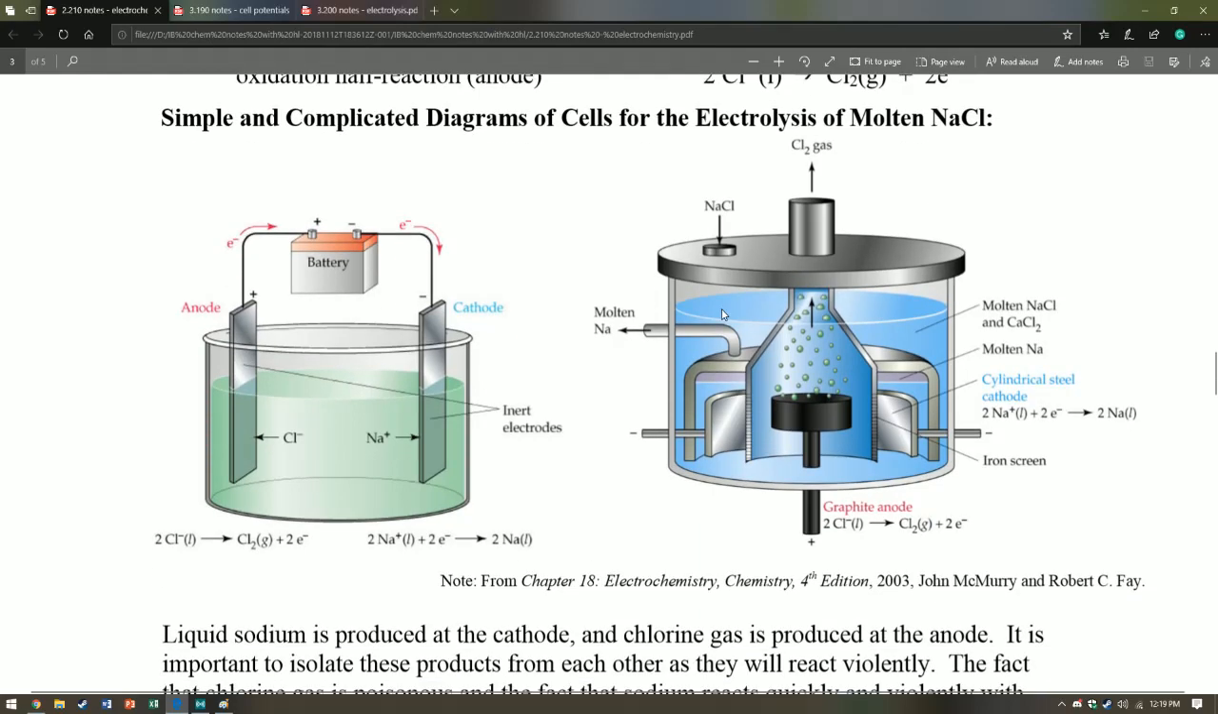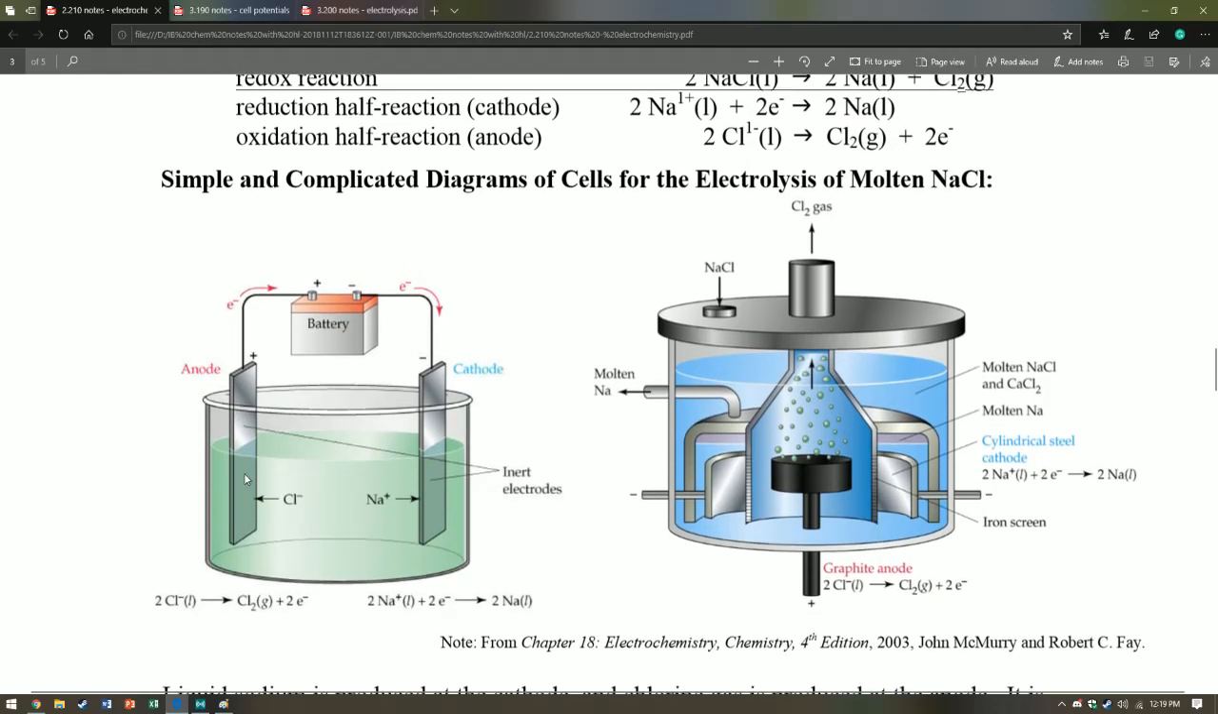So here is a simple diagram of an electrolytic cell. Here is molten sodium chloride. Here you have an anode, and here you have a cathode. Here you have a battery, which you connect the terminals to. The battery will force an external current to cause electrolysis of the molten salt.